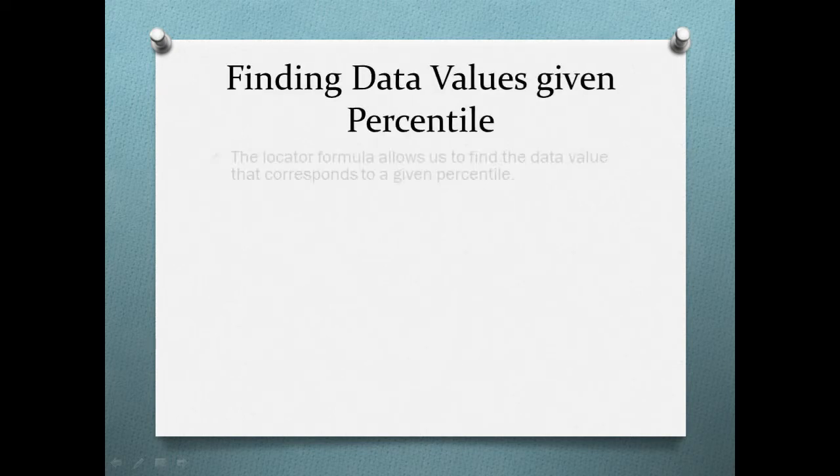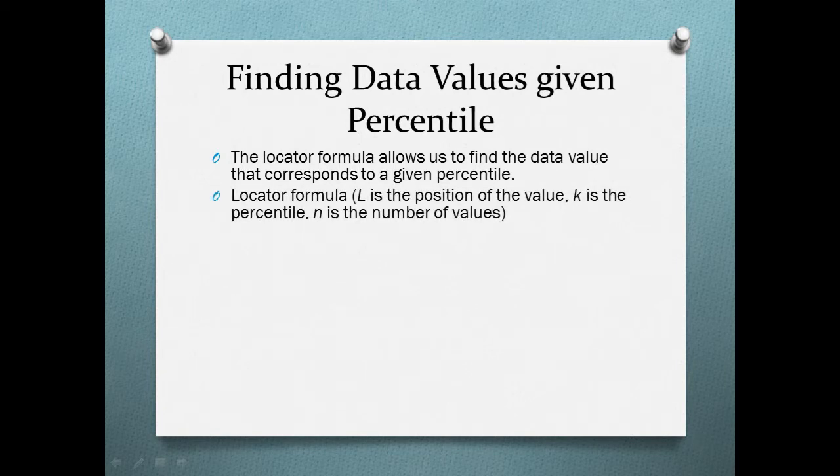Finding data values given a percentile becomes slightly more difficult, and we have to use a different formula. We call that formula the locator formula, and it allows us to find data values that correspond to a given percentile. In this case, L is the position of the value, K again is the percentile, and N is still the number of values in the data set. So L is equal to K divided by 100 times N. It's just a reformation of the percentile formula.